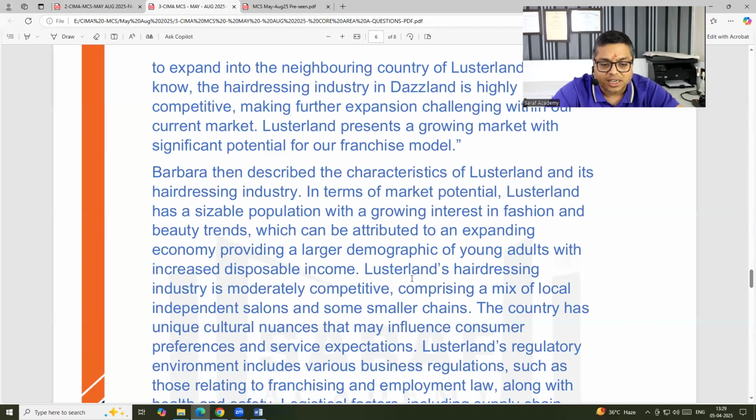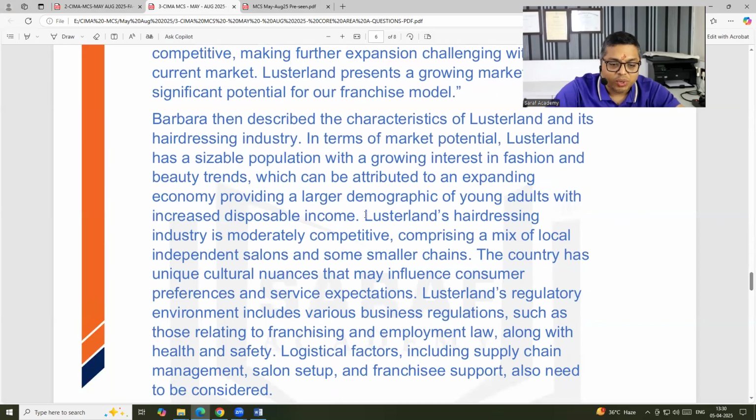Lusterland's hairdressing industry is moderately competitive. Not like us, there is a little competition. Even in India it is there. It comprises a mix of local independent salons and some smaller chains. Independents are more, some chains are also there. We will be competing with them. The country has unique cultural nuances that may influence consumer preferences and service expectations.